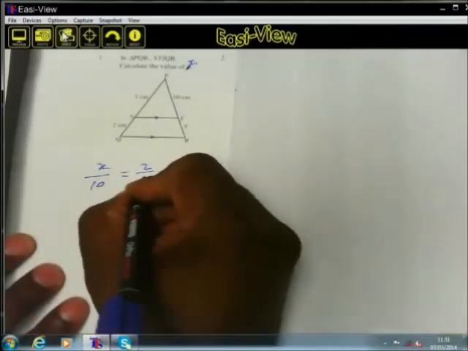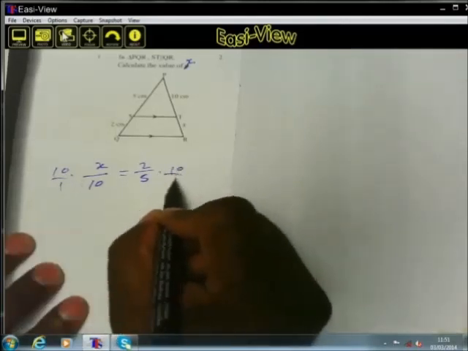In triangle PQR, ST is parallel to QR. Calculate the value of x. Here is x. Now we start with the ratio. If you take x over 10, the order is very important. I still want to maintain that the order is important. x over 10 is equal to 2 over 5.